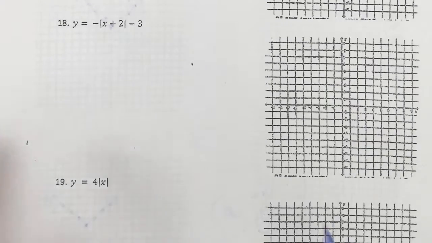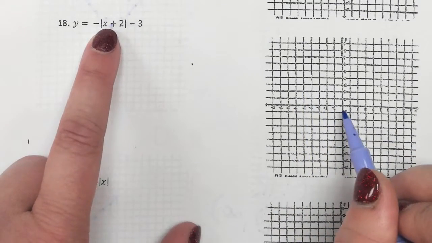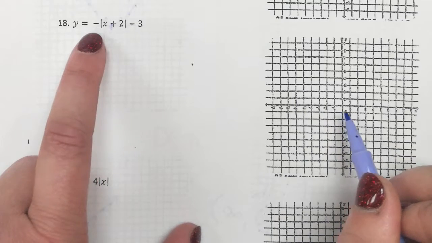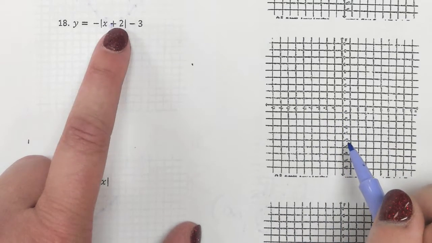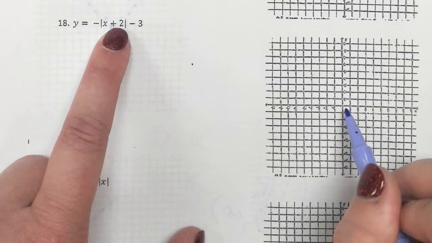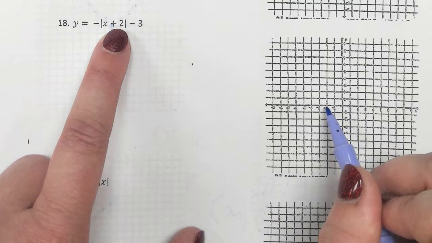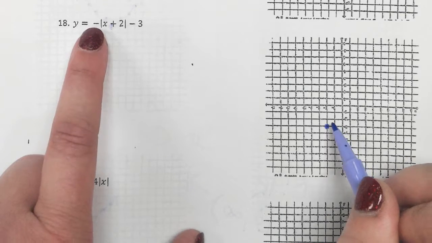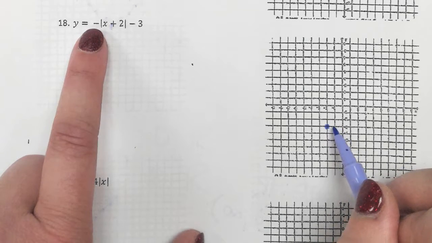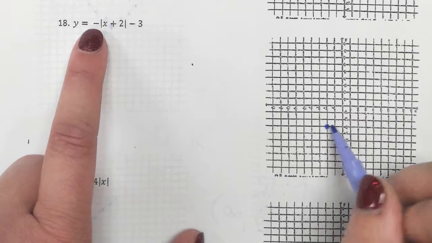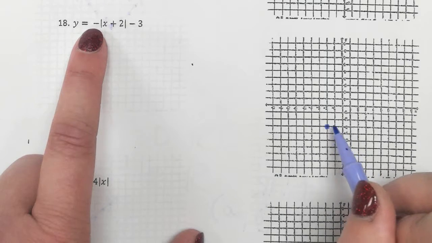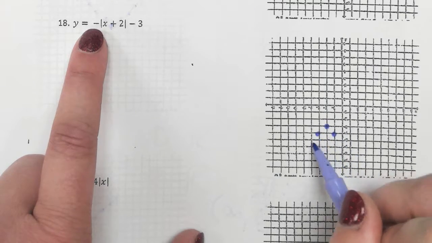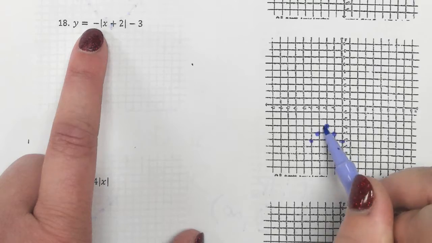Next one. 18. That does 3 things. Reflects over the x-axis. Yep. What's that tell you? Inside you do opposite. Left 2, down 3. But now what's this guy tell me to do? There you go. So how am I going to graph that? You go down 1 instead of up 1. Yep. Alright, last one.